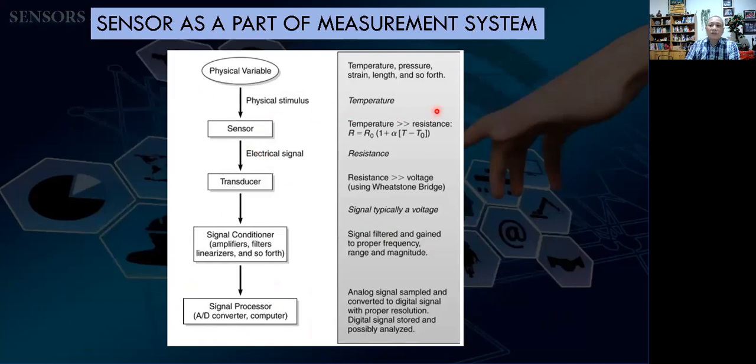And then, of course, the sensor is a part of a measurement system. It's always a part of a measurement system, part of a process control system, part of a bigger system. So when a physical variable stimulates some physical quantity in the sensor, the sensor, which we called a transducer before, changes it to an electrical signal. Then this electrical signal somehow needs to be conditioned so that we can measure it. We filter it to get rid of noise and any unnecessary signals, then we can amplify it, linearize it, and so on, and then we can process it afterwards. This is where the analog to digital converter comes in. Okay, so that's the sensor as part of a system.